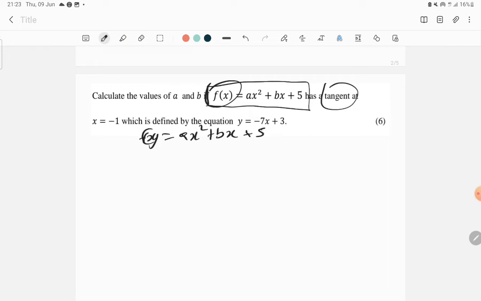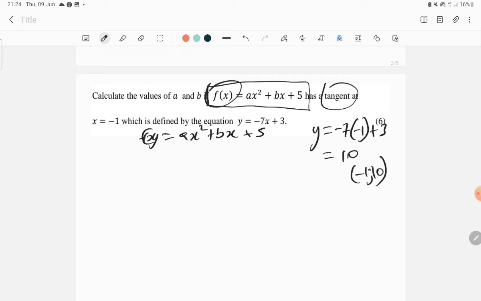So we just need to use our tangent to substitute the value of x. So we have y is equal to -7 times -1 plus 3, just to find the corresponding y value. So we have 7 plus 3, which is just 10. Now these are the coordinates that we call the point of contact.